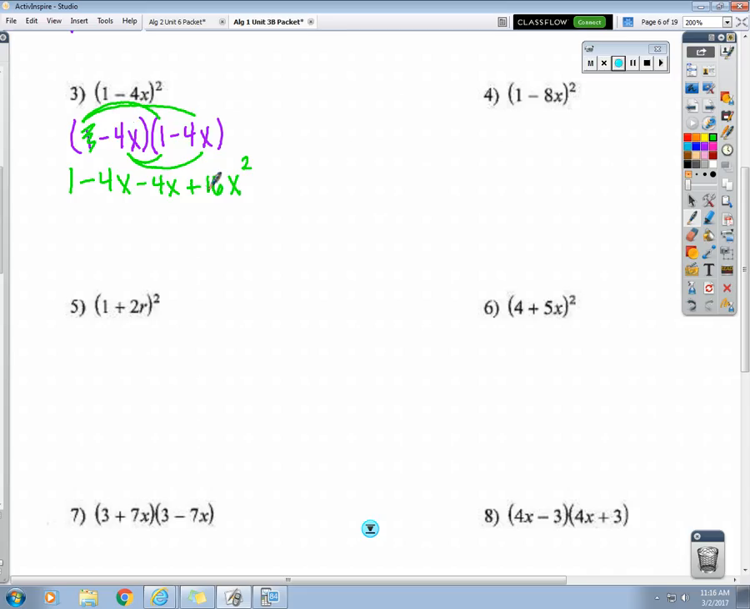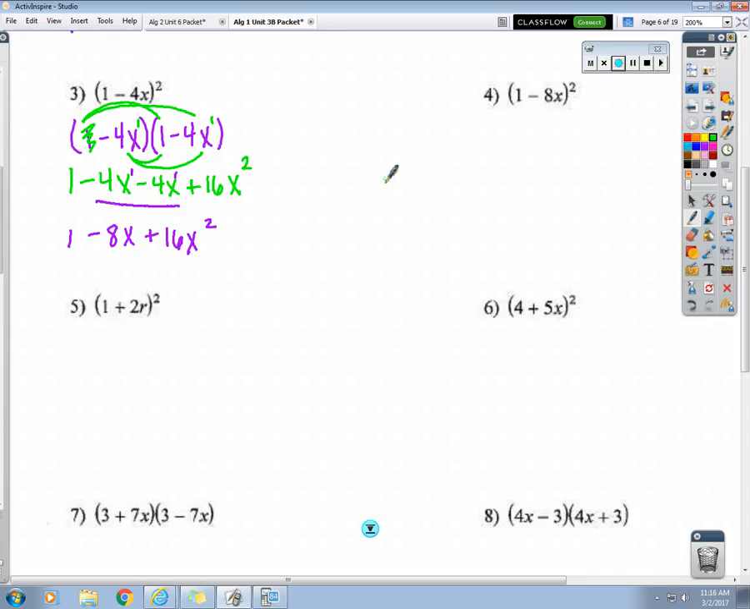4 times 4 is 16, and x to the first times x to the first is x to the second because you add those exponents together. Now I need to combine like terms. These 2 in the middle can be combined because they're both x to the first power. So that'll become 1 minus 8x plus 16x squared. Okay, now, this is the right answer.